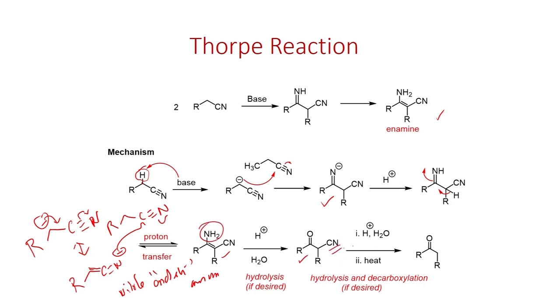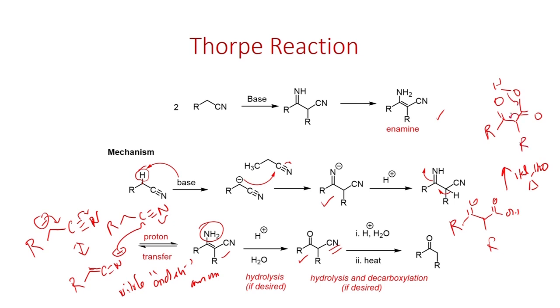This also can be further converted into carboxylic acid by acid hydrolysis. Once we have this one, when you heat further, decarboxylation can take place, and you will have the enol, which can be converted into ketone. So this is an example of an intermolecular reaction.